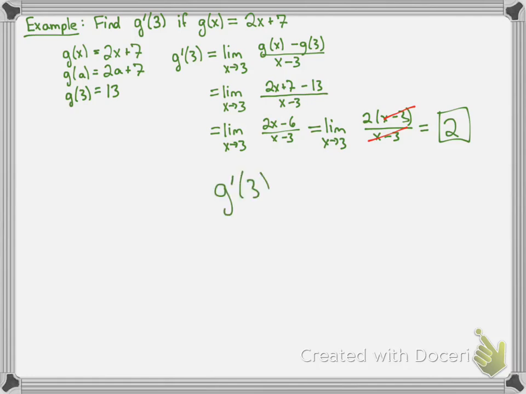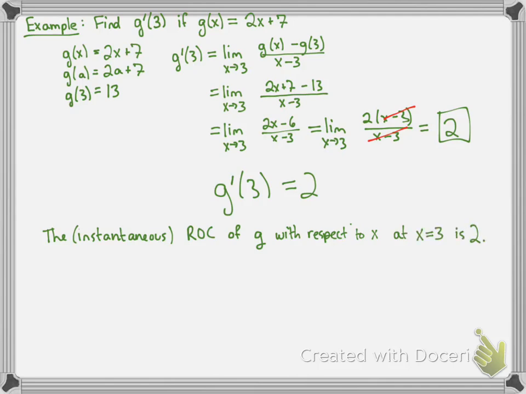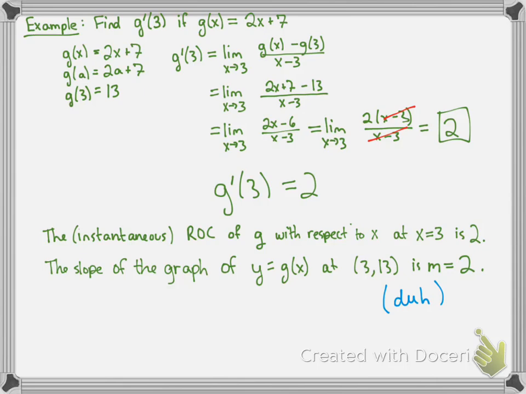And I got 2. What does that tell me? g prime of 3 equals 2. What's another way to say that? The instantaneous rate of change of g with respect to x at x equals 3 is 2. Okay? Sometimes we don't use the word instantaneous if it's clear that we're talking about derivatives, not average rates of change. And another way to say that is the slope of this graph at the point 3, 13 is 2. Okay, that's not that surprising because what is this graph? It's a line with slope 2. But anyway, we found it using derivatives.